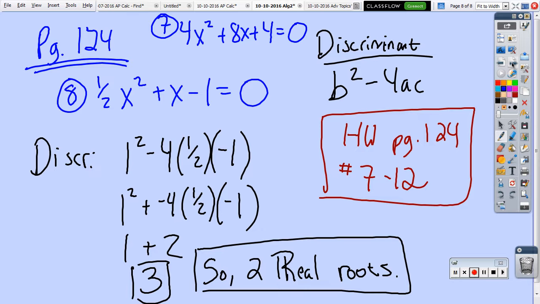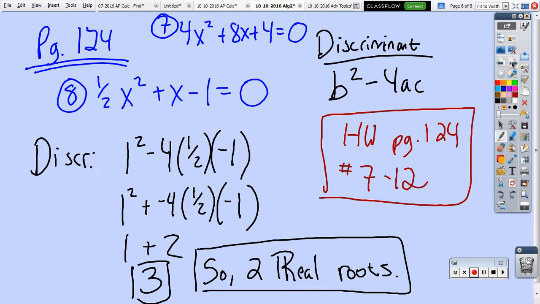So the homework that's due tomorrow is on the board. It's over here too. It's on the active board. Numbers 7 through 12. For 7 through 12, you're just finding the discriminant and then describing the number and type of solutions of the equation. So the answer to number 7, you say 2 real roots, and you've answered the problem.